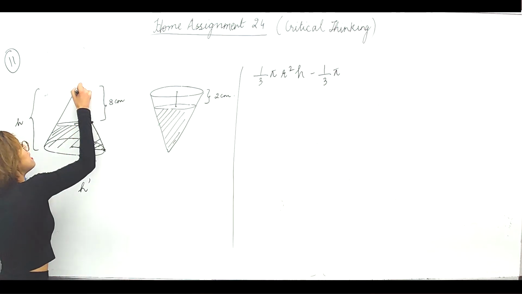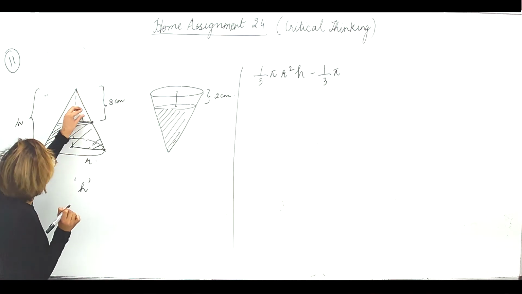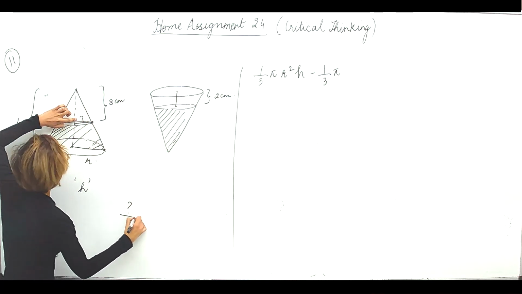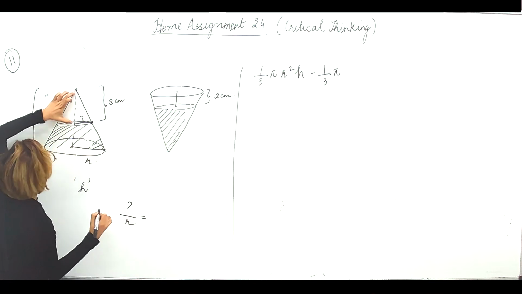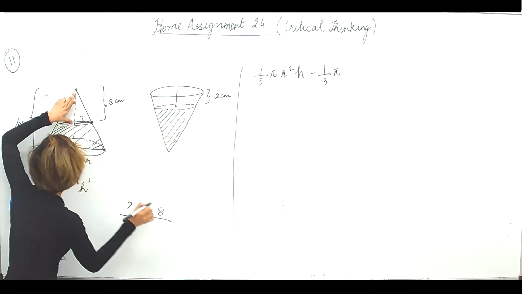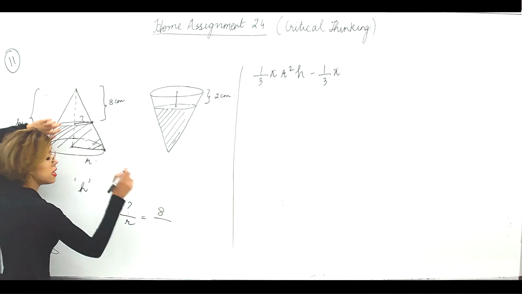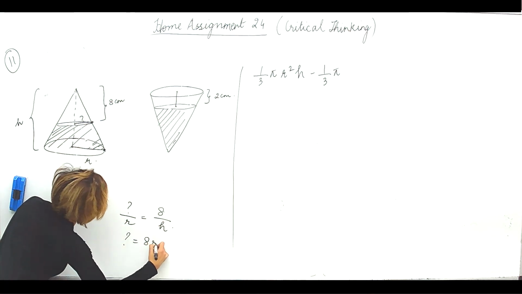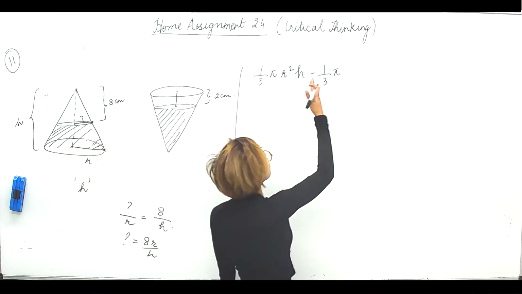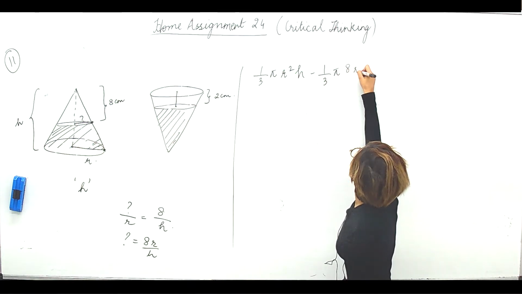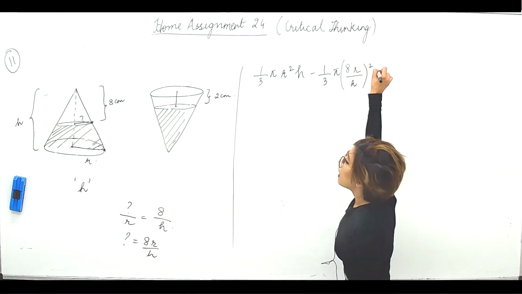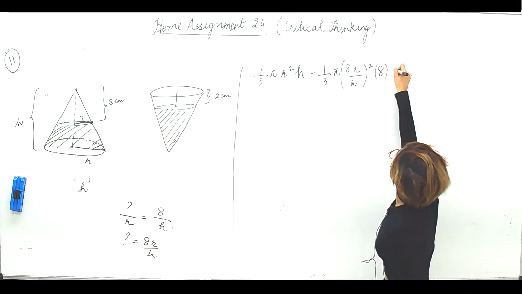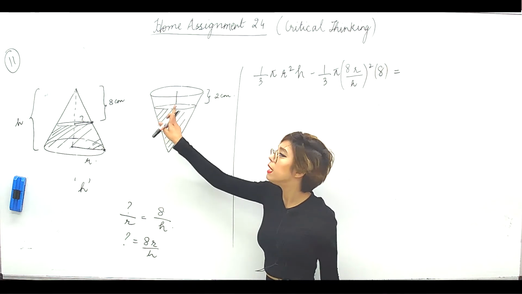Now I can easily apply similarity. This triangle is similar to the big one. So question mark by r is equal to 8 by the entire length, which is h. Direct similarity. So the question mark turns out to be 8r by h. Substituting, my radius is 8r by h, whole squared, into the height, which is 8.